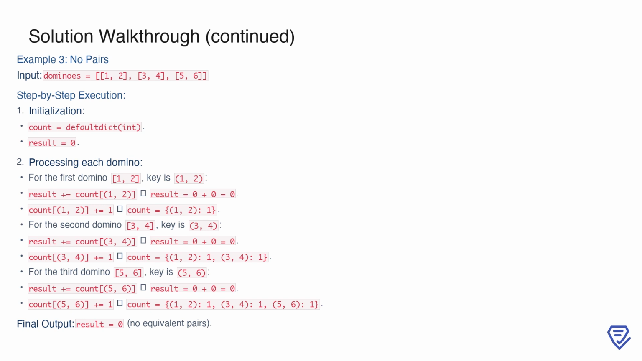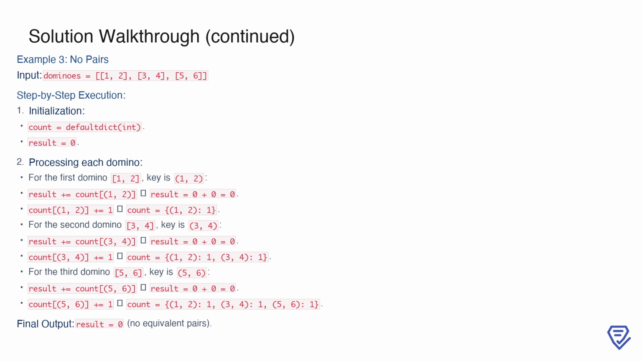We initialize count as an empty dictionary and result is 0. For the first domino, 1, 2, sorting gives the key 1, 2. Since this key is not in count, result remains 0, and we add 1, 2 to count with a frequency of 1. For the second domino, 3, 4, sorting gives 3, 4. Again, this key is not in count, so result stays 0, and we add 3, 4 to count with a frequency of 1. Finally, for the third domino, 5, 6, sorting gives 5, 6. This key is also new, so result remains 0, and we add 5, 6 to count with a frequency of 1.